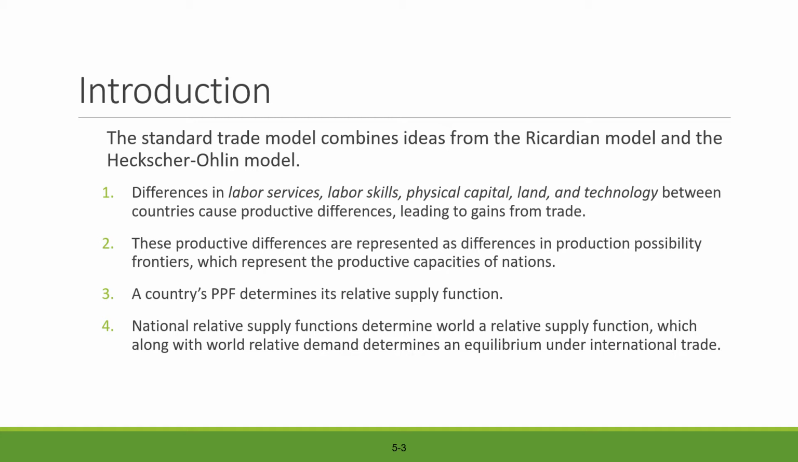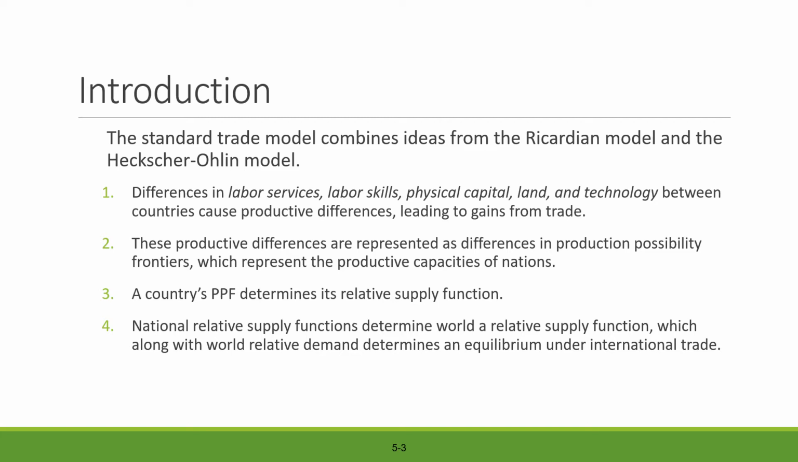Now, the second point is that these productivity differences are represented as differences in the production possibility frontier. Because of these differences, each and every country has a different production possibility frontier for a certain set of goods. For example, if you are producing two goods like clothes and food, then each country will be different in the production. Each country will have different production capability for these goods because of point number one, that is the difference in the resources.